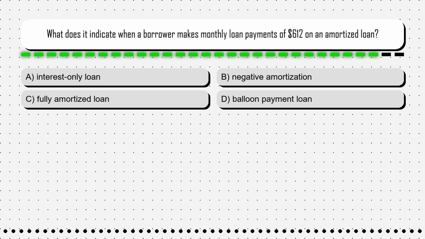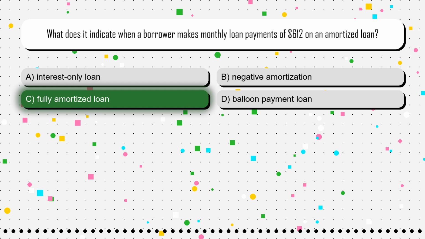Question 43. What does it indicate when a borrower makes monthly loan payments of $612 on an amortized loan? Option A, interest-only loan. Option B, negative amortization. Option C, fully amortized loan. Option D, balloon payment loan.